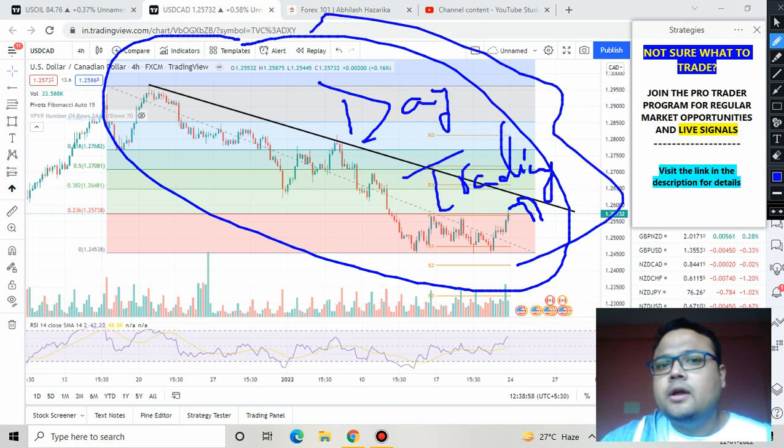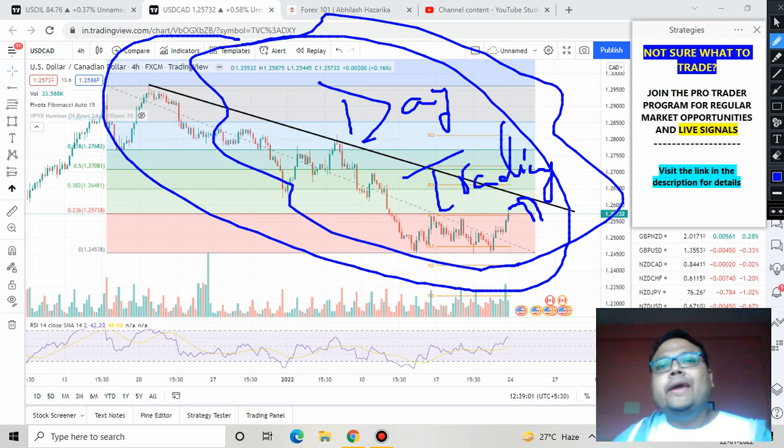If you are a day trader, if you want to enter today and exit by today itself, or at most extend it by one day, then yes, this can be your strategy considering the 4 hours chart in the market. Clear?